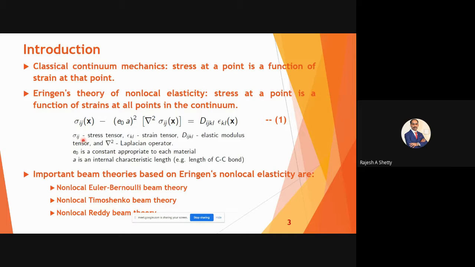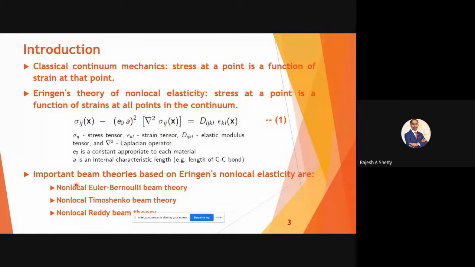Here the terms are defined. Sigma ij is the stress tensor, epsilon kl is the strain tensor, this is the elastic modulus tensor, and this is the Laplacian operator. The Laplacian operator is required when we have two-dimensional or three-dimensional analysis. But in this case we have a one-dimensional analysis, so we will have a simple differentiation equation. Here E naught is a constant appropriate to each material, and A is an internal characteristic length, that is the length of the carbon-carbon bond. In this case we have a single variable theory, and we will use Eringen's non-local elasticity theory, and with its help we will do the analysis of micro and nano beams.